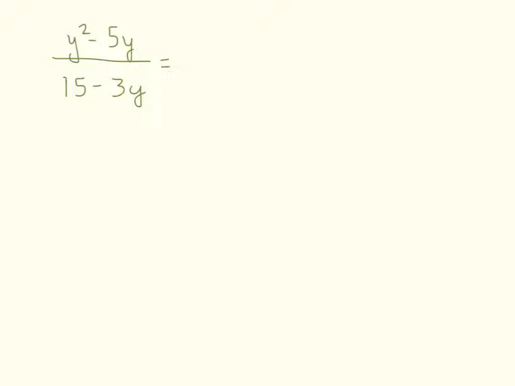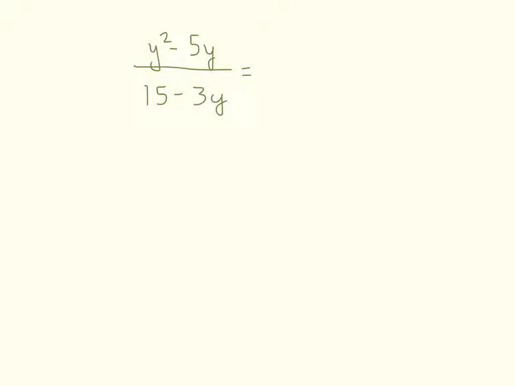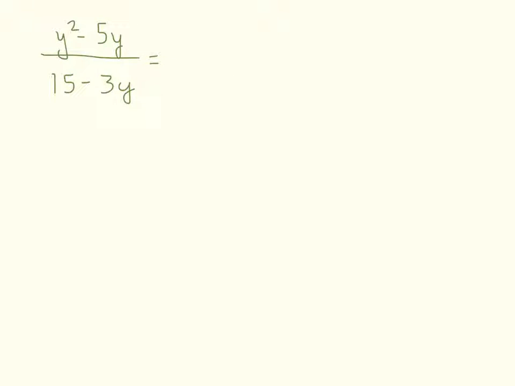So it's always factor, then cancel. In the numerator, you'll notice that we can factor out a common term. So let's factor out a y, which leaves us with y minus 5. In the denominator, we can factor a 3 out, which leaves us with 5 minus y. And this is exactly what we had been discussing before.